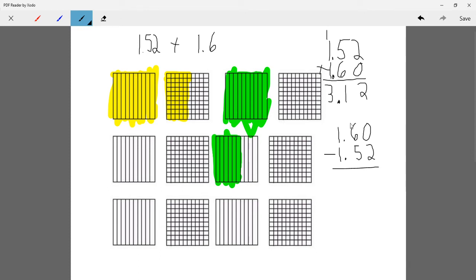Okay, so 0 minus 2, I can't do, so I have to borrow. 6 turns into a 5. 10 minus 2 is 8. 5 minus 5 is 0. 0.0. 1 minus 1 is 0. So the answer is 8 hundredths. Right? We could put a 0 here. So if we were finding the difference between these, it would be 8 hundredths.